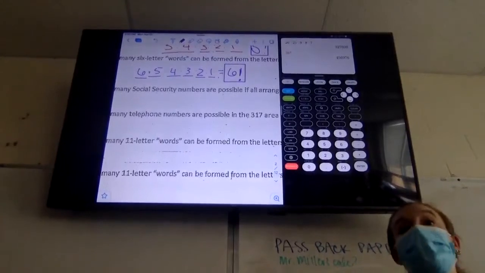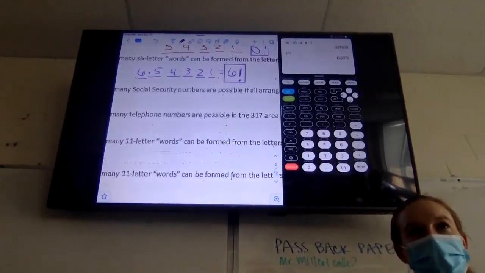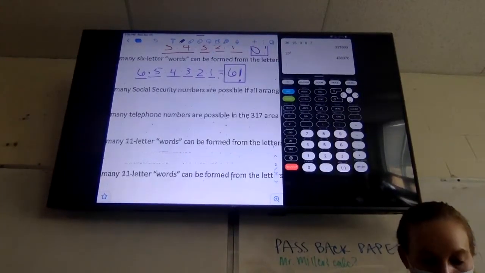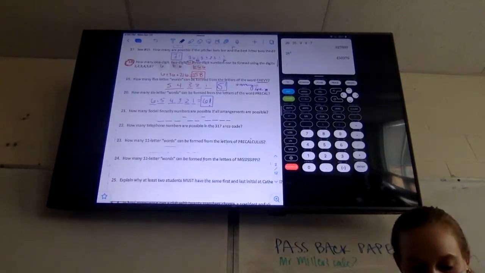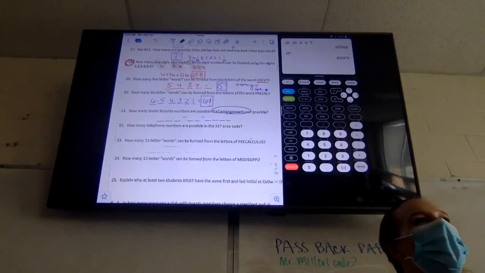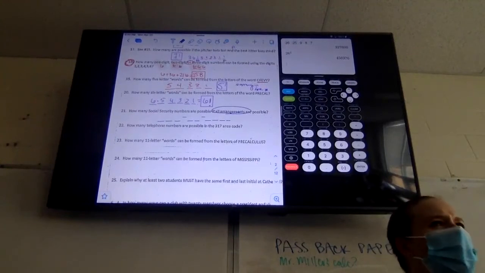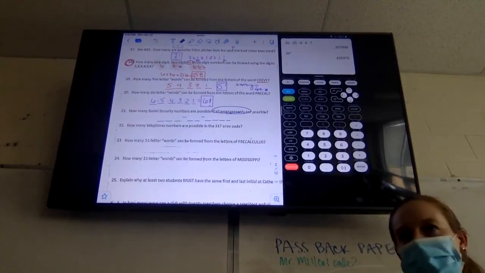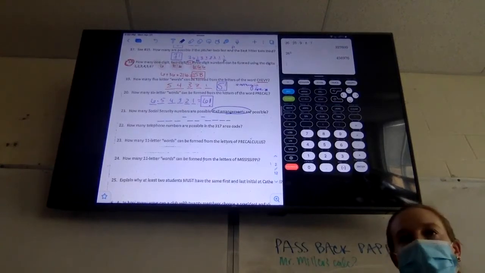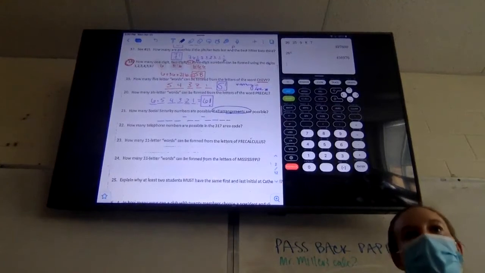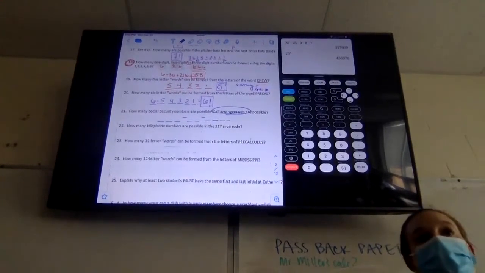But how many digits are in a social security number? Does anyone know? It's 3, and then 2, and then 4. So 9. And this one says, we want to know if all arrangements are possible. So social security numbers are made up of numbers, right? 9 numbers. How many digits are possible for any one of those spots? 10.